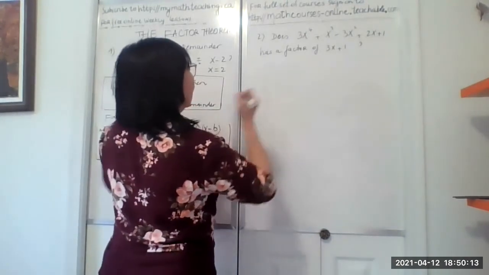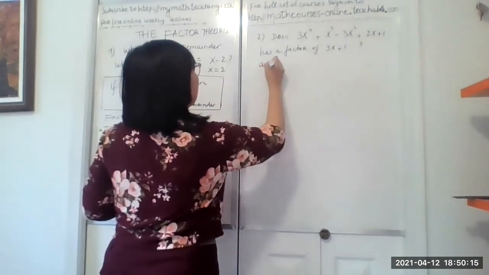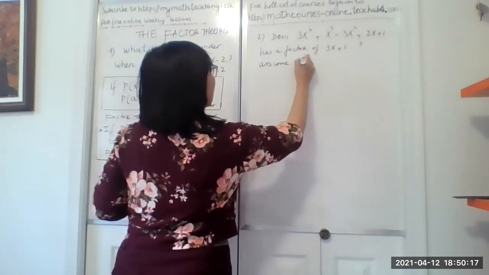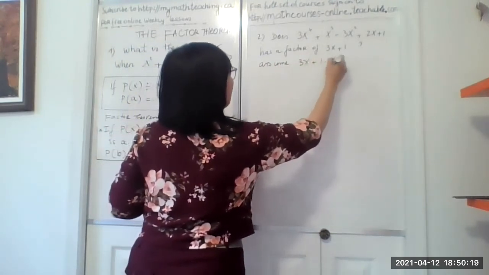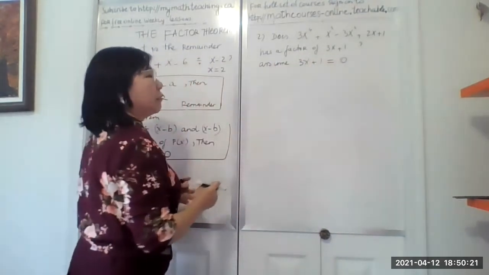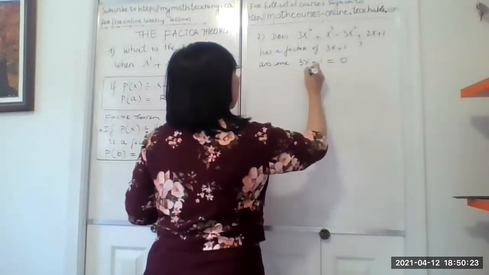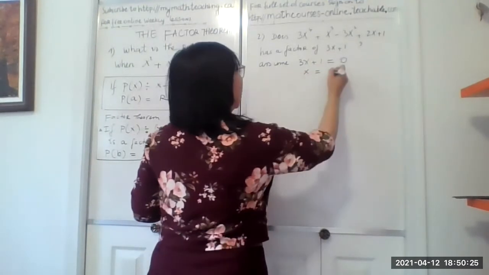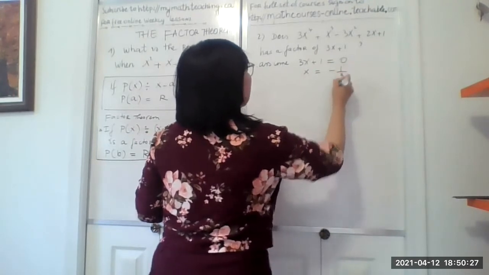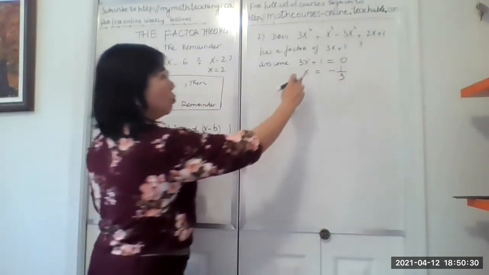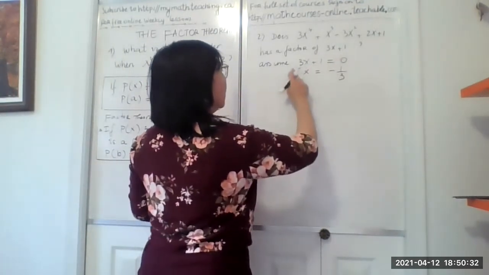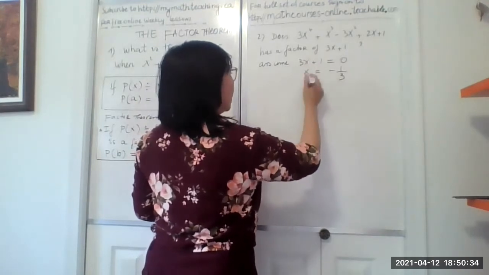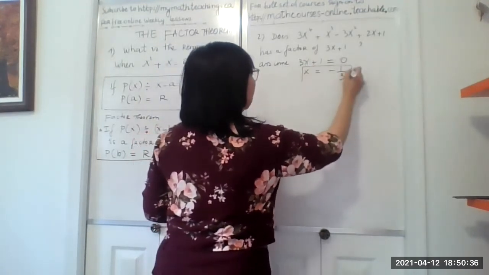So assume, right? Assume 3x plus 1 equals 0. Let's say if it is a factor, right? You solve for it, what is the value of x? X will be equal to minus 1 third, right? Because you move number 1 over as minus and divide both sides by 3, you get x equals this value.